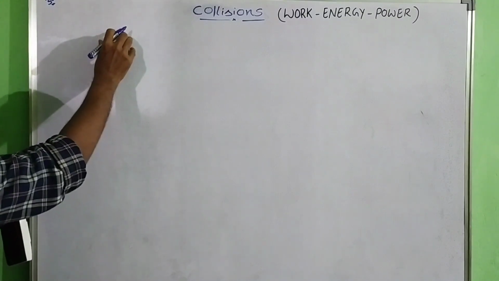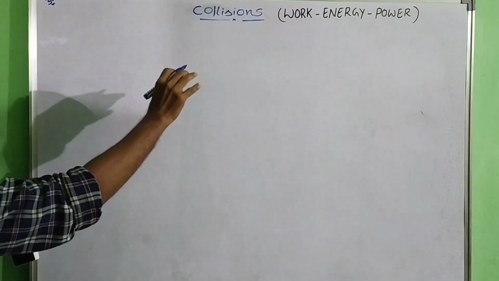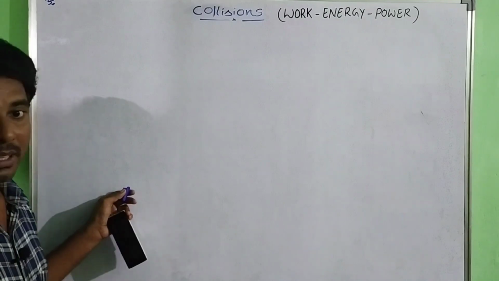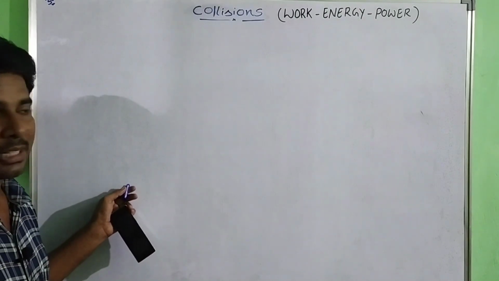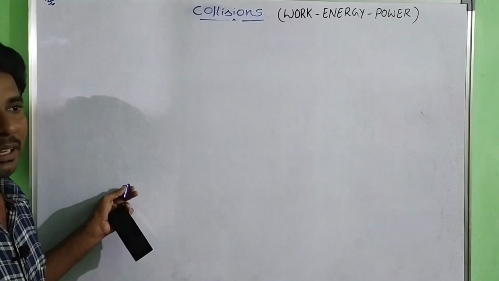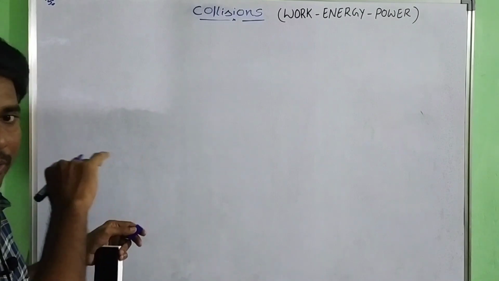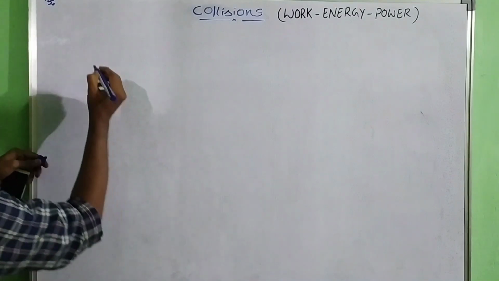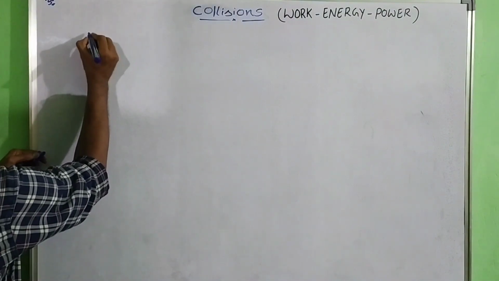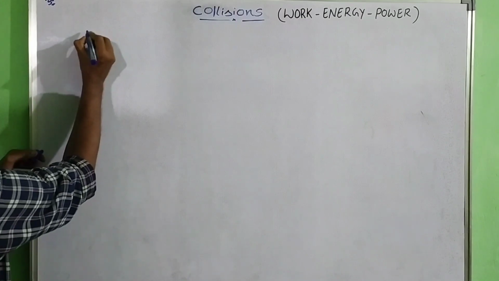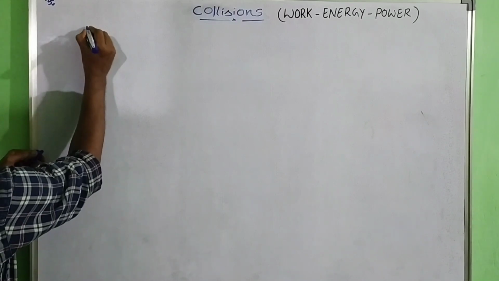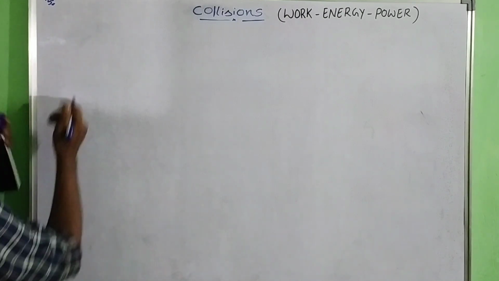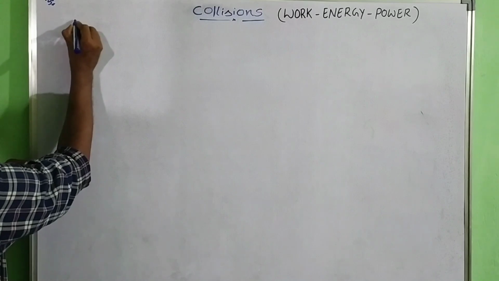Define collisions and types of collisions, and also derive the equations of one dimensional elastic collision, finding the final velocities v1 and v2 after the relative velocities, along a straight line path. So first one is the definition of a collision.